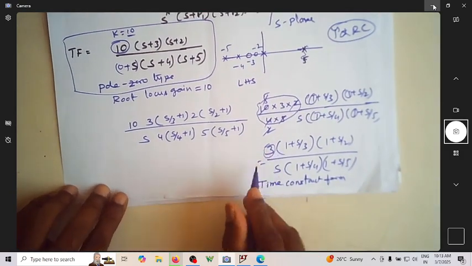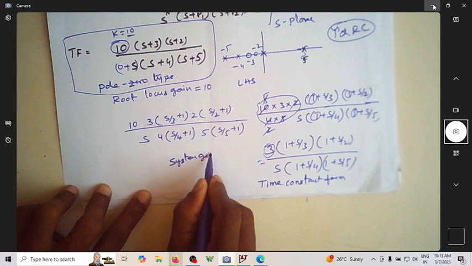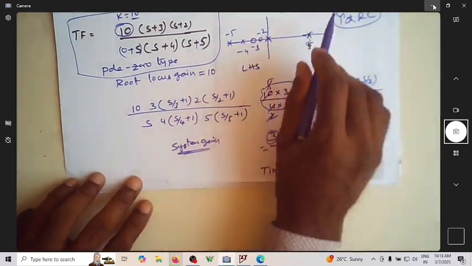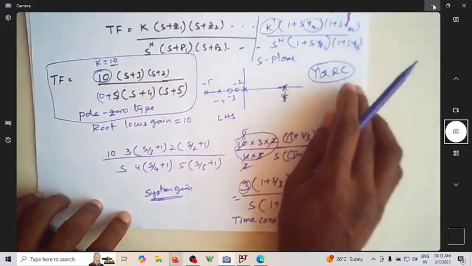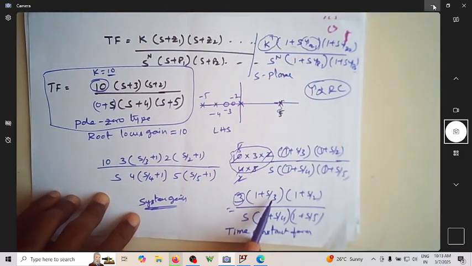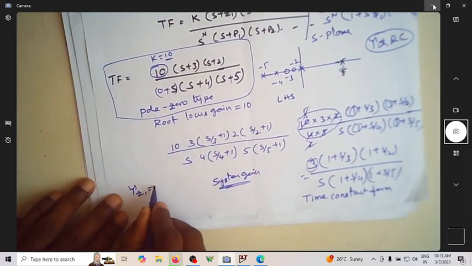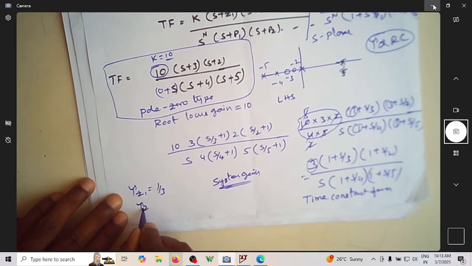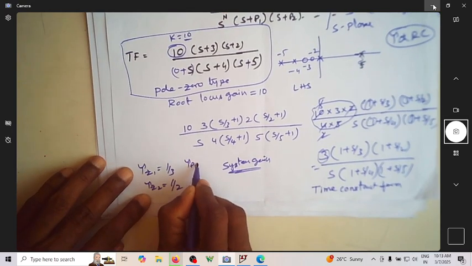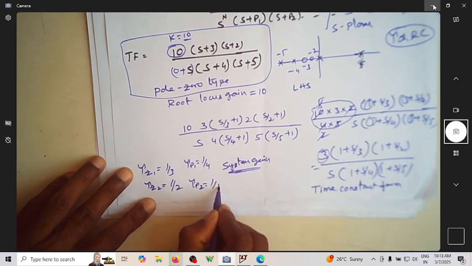So what is this 3 now? 3 is system gain. Correct? Now in this case, how much is tau z? Tau z1 is 1 over 3, tau z2 is 1 over 2, tau p1 is 1 over 4, tau p2 is 1 over 5.